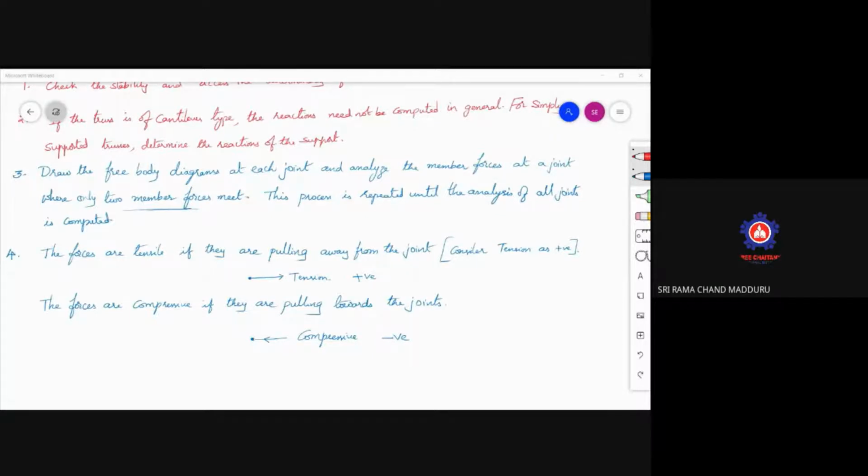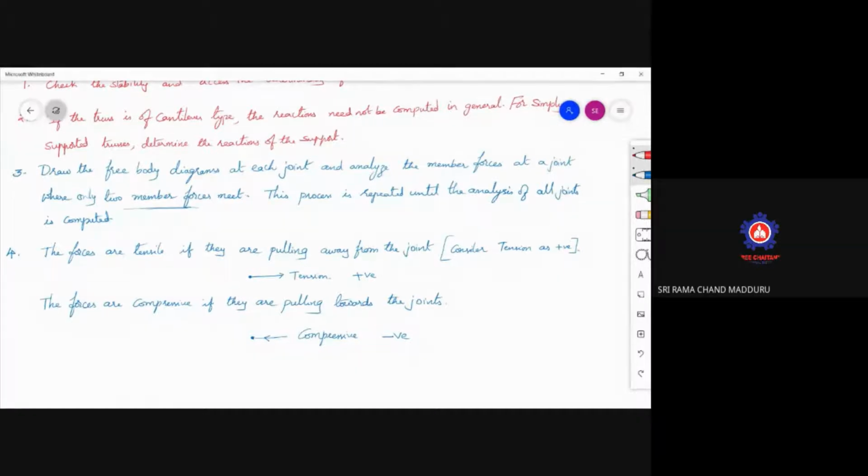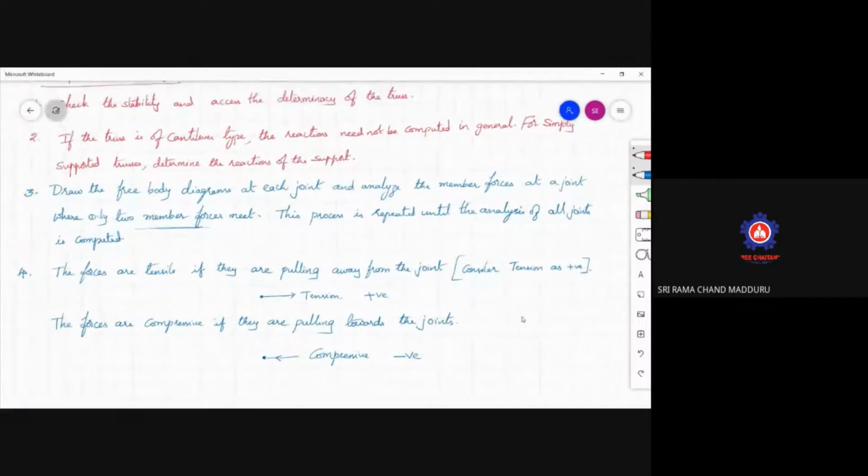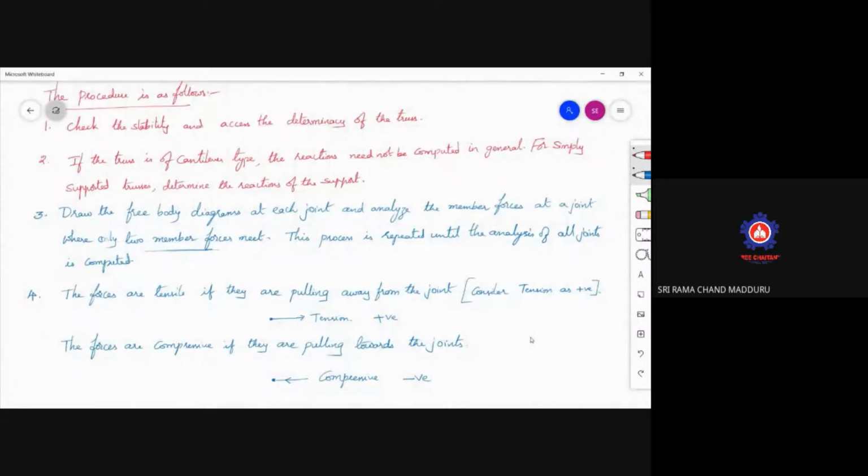If you have written these four points, now we will go to the problem and see how to solve a given truss using the method of joints. There I will once again explain these four points.